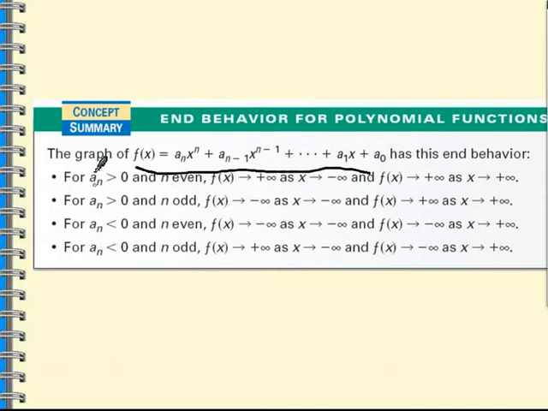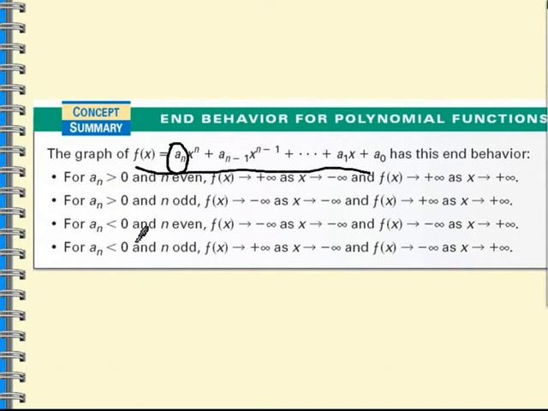So if our leading coefficient, this a sub n we call the leading coefficient, is positive and n is even, then we know that as x approaches negative infinity, the function approaches positive infinity. It's going to do the same thing as x approaches positive infinity. The function still approaches positive infinity.